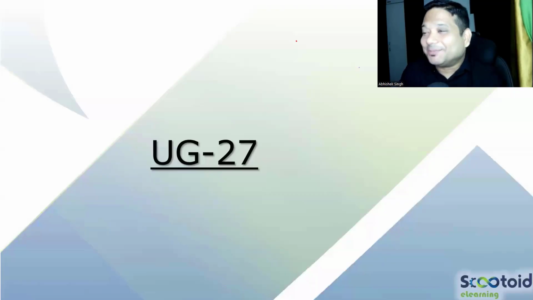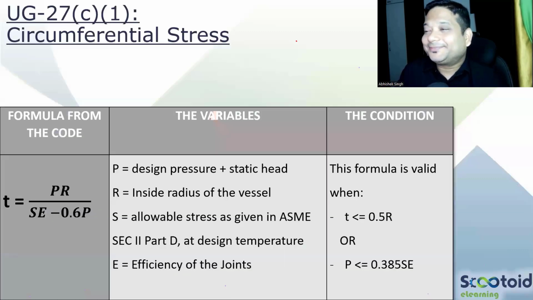So today our topic is MAWP versus MAP. We'll be starting with UG27 because that is the background for MAWP and MAP, right? So what is UG27? It's the thickness calculation formula. We calculate the thickness by using UG27. Which are the shapes we can qualify by using UG27? Cylindrical and also spherical, right?